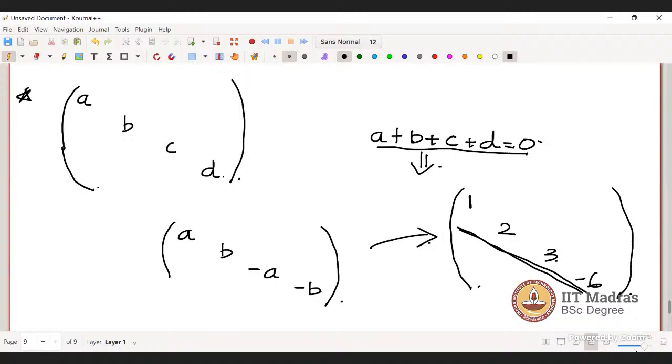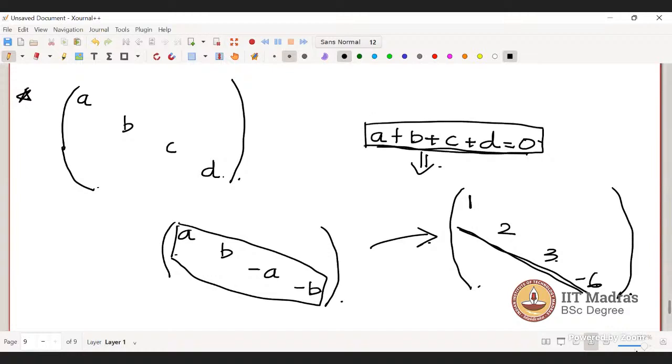See, this will certainly satisfy this condition, but these are not all the possible solutions for this equation. So as I mentioned here, it's better to split. You make one variable on one side and the other variables on your right side. It's better to write it this way, D equals minus A minus B minus C. That will include all the matrices.